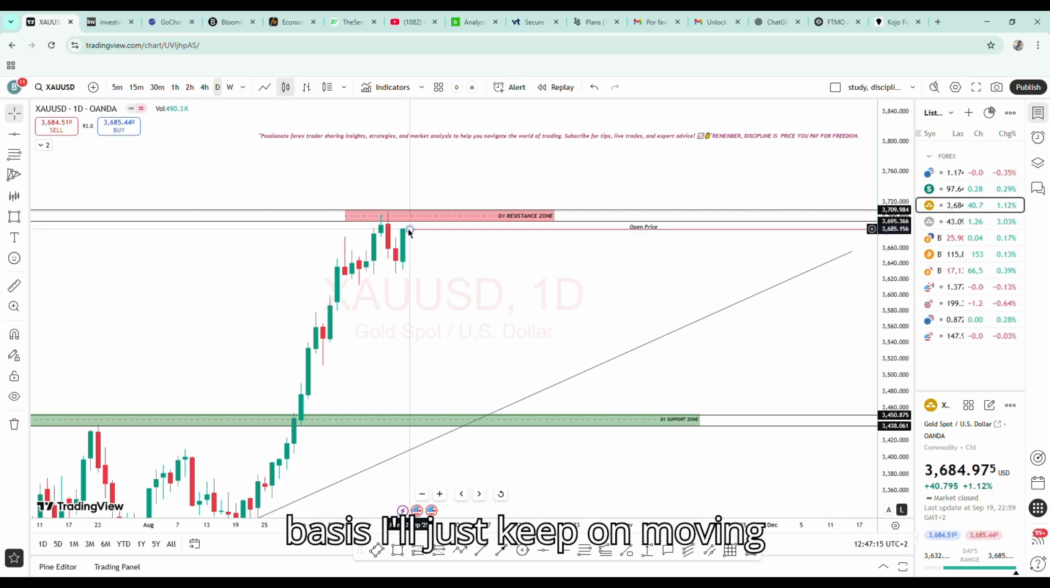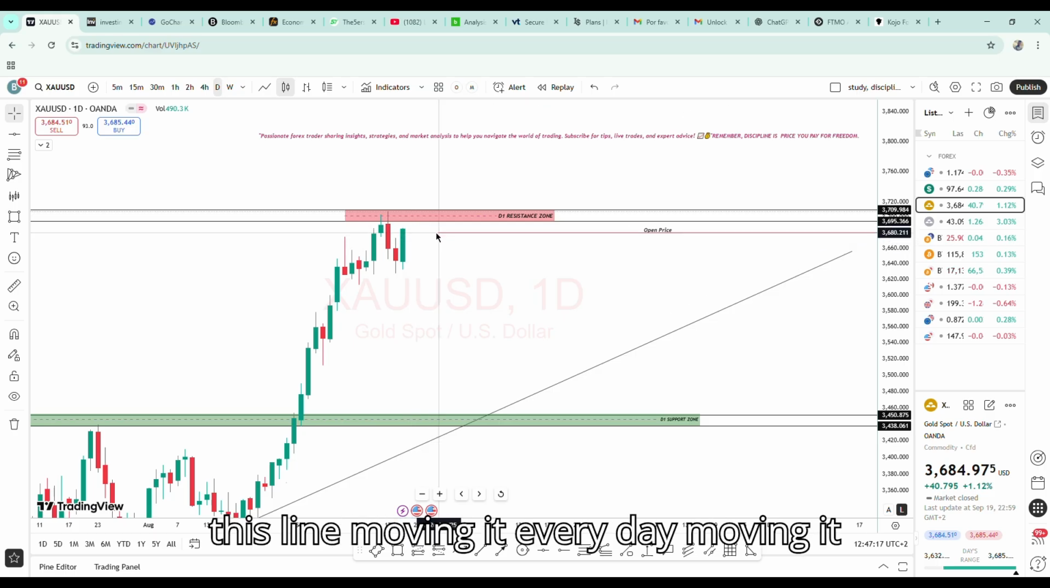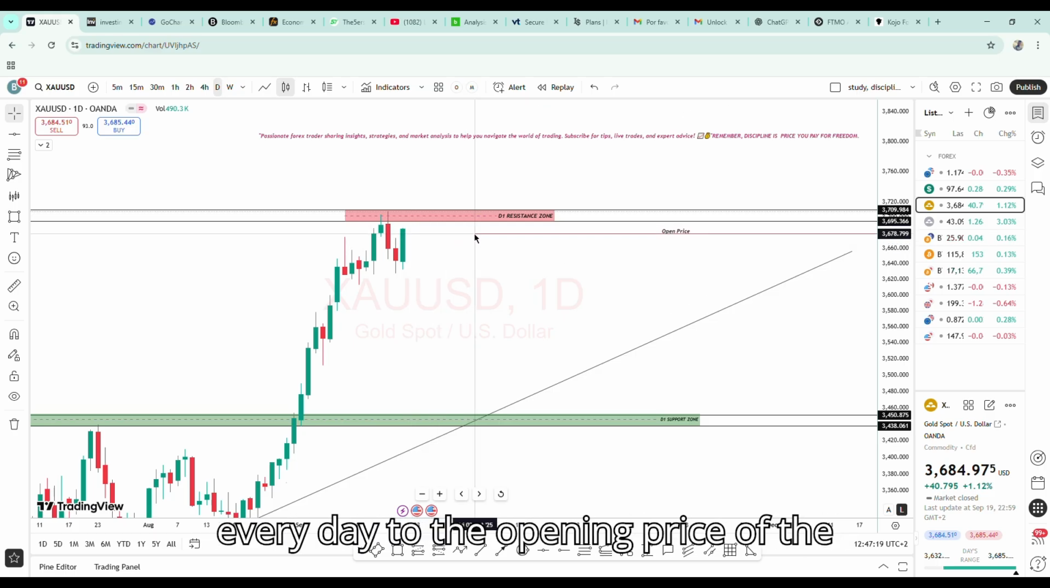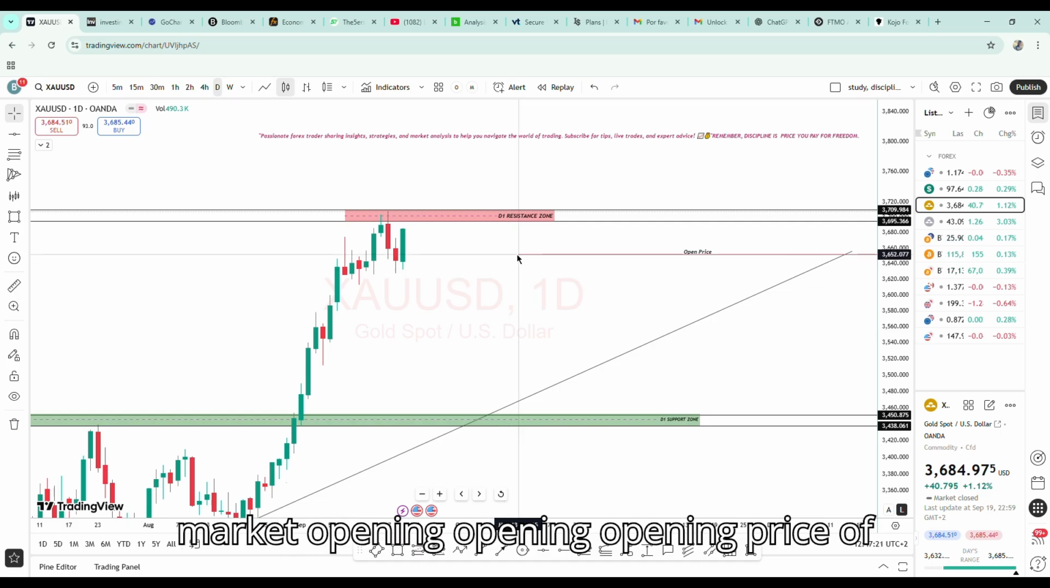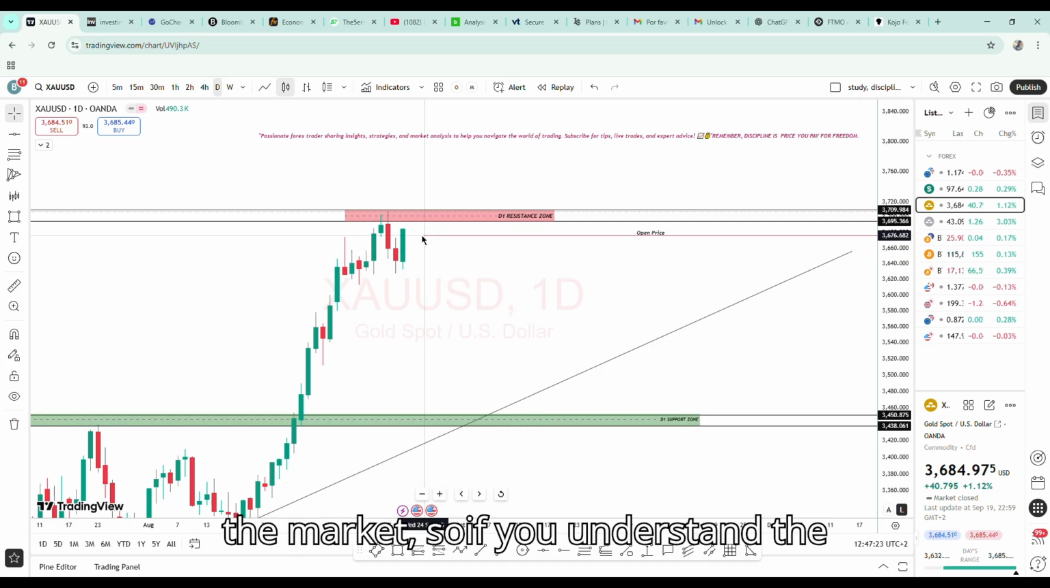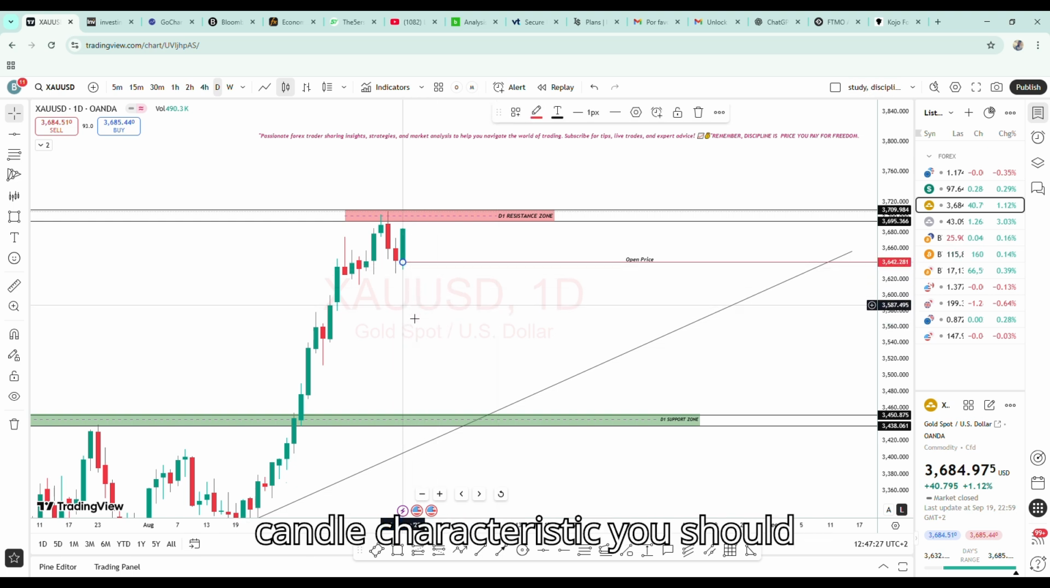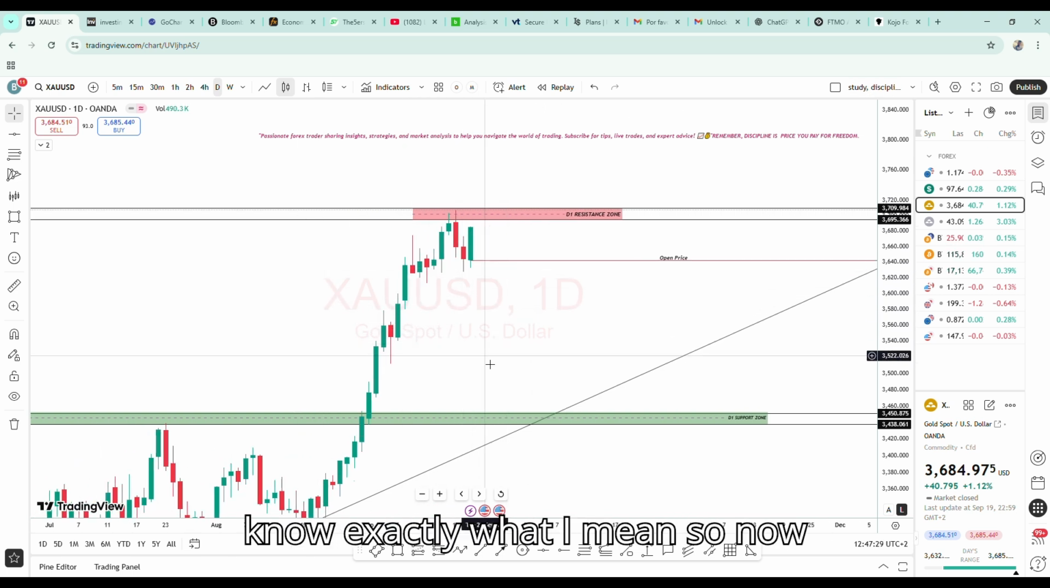I'll just keep on moving this line every day to the opening price of the market. So if you understand the candle characteristic, you should know exactly what I mean.